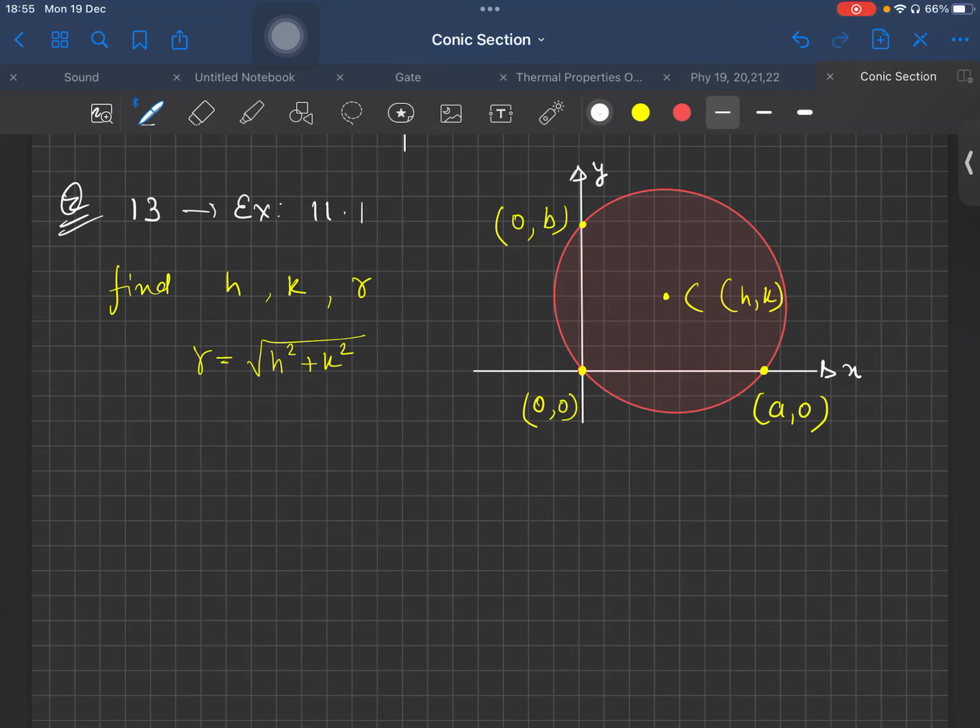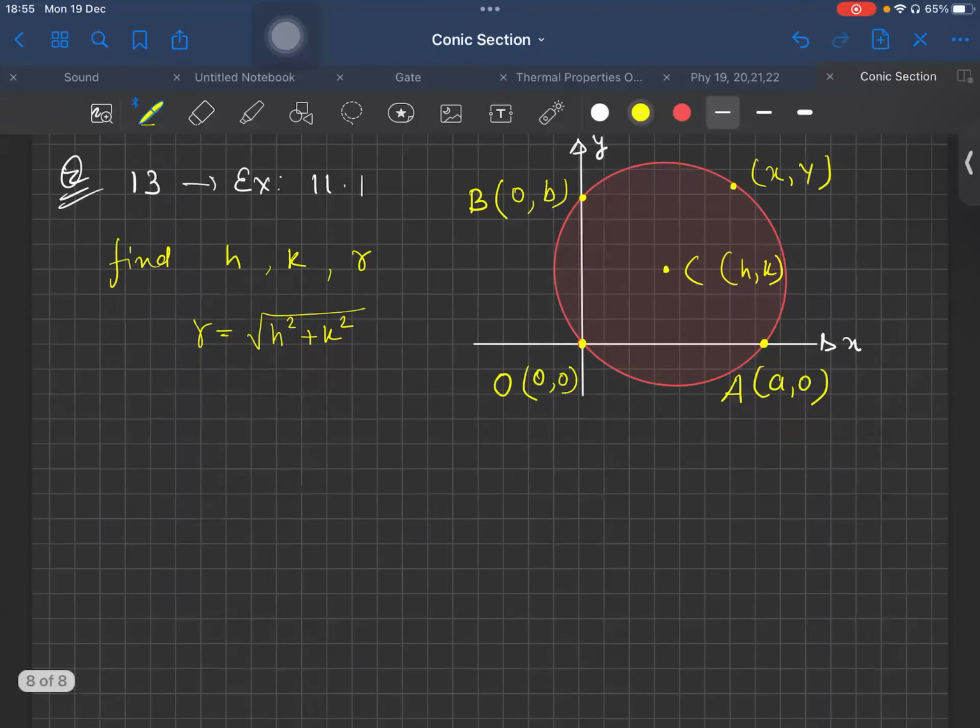There are different methods to solve this. We will use the simplest method. Let's say this is point O, this is point A, and this is point B. O, A, B are on this circle, right? On this circle, any point can be defined using (x, y). Now, what is the equation of the circle? The general equation of the circle is (x minus h) whole square plus (y minus k) whole square is equal to r square, right?